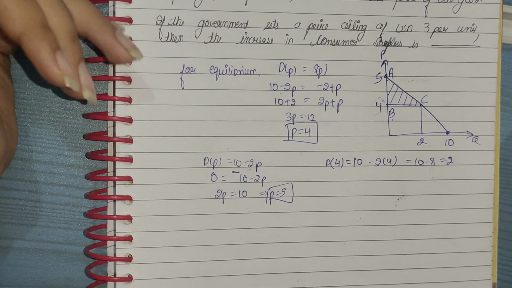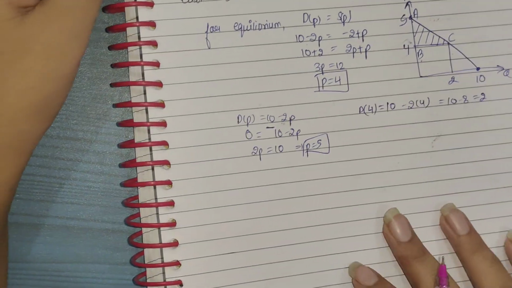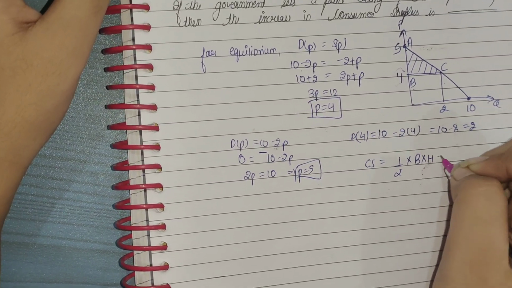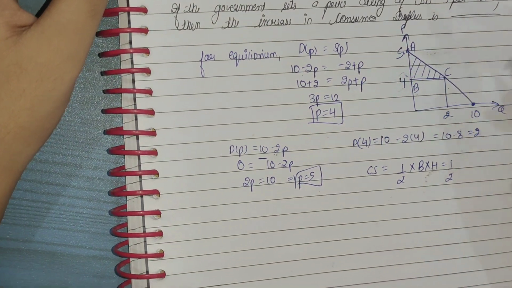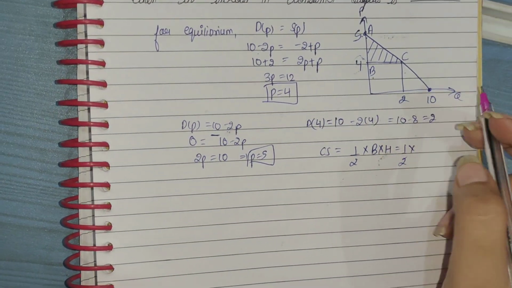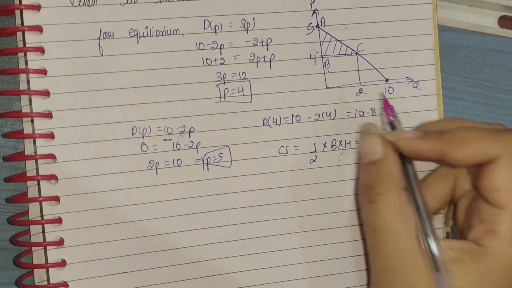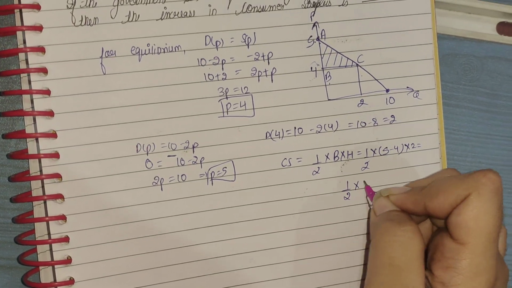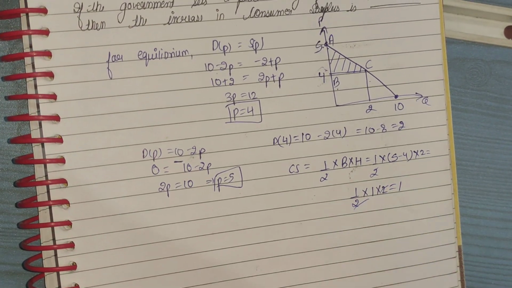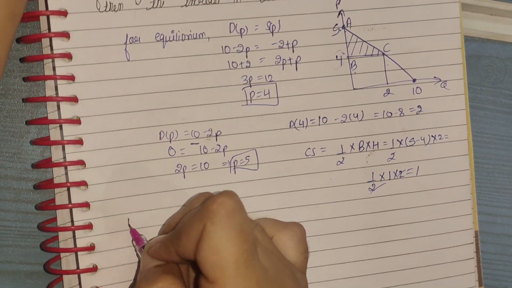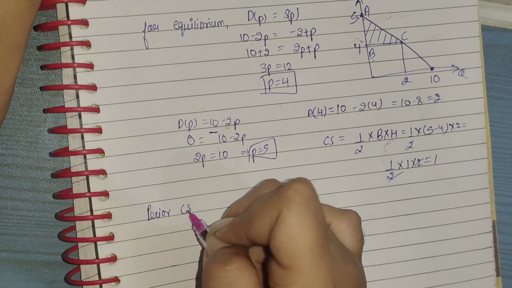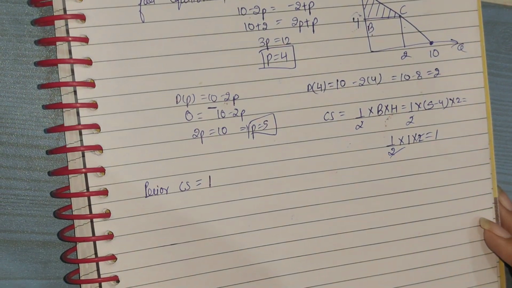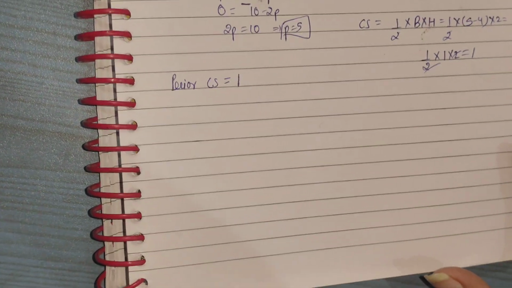So the area of the triangle ABC is the consumer surplus, and to find the consumer surplus we need to find the area of the triangle. Now the formula for the area of a triangle is 1 upon 2 into base into height. Our base is 5 minus 4, and the height is 2. So our consumer surplus comes out to be 1 upon 2 into 1 into 2. The 2s get cancelled, so we get 1. So our prior consumer surplus is 1.